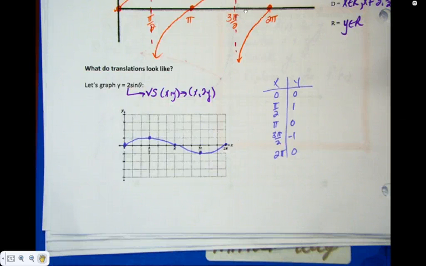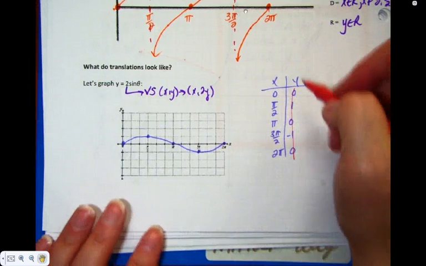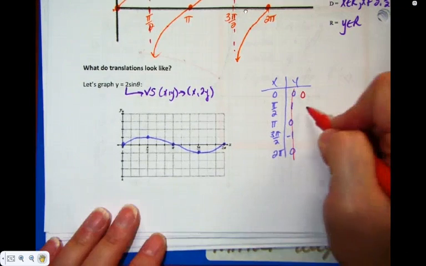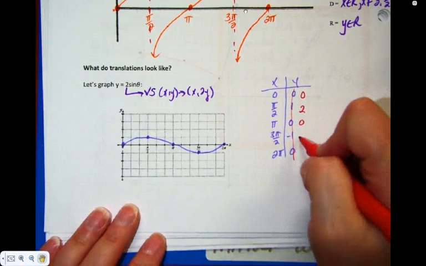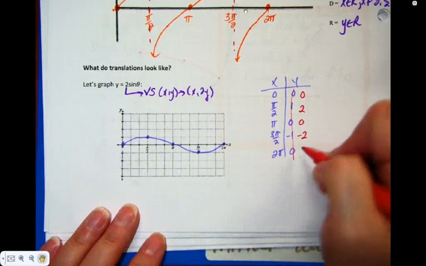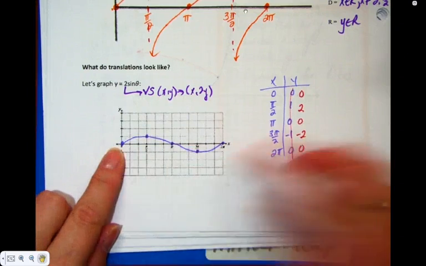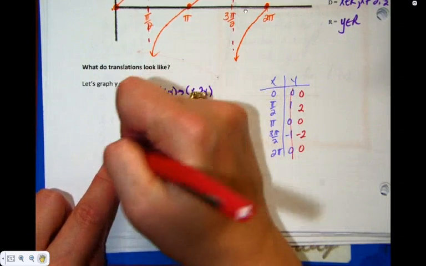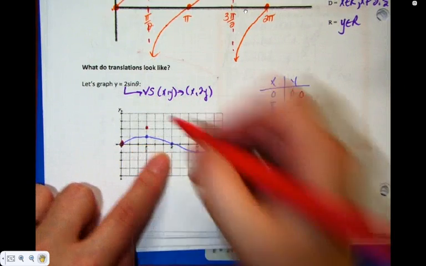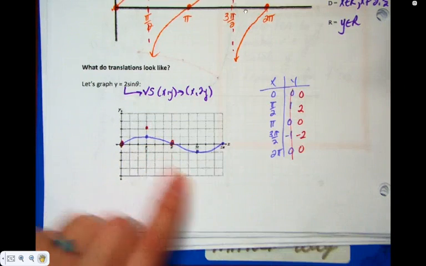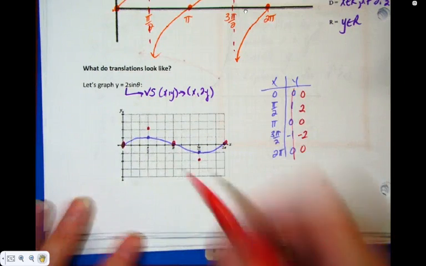It says we take the y's and multiply by 2, so I'm just going to change these guys. 0 times 2, 1 times 2, 0 times 2, negative 1 times 2, and 0 times 2. If you'd rather work off the graph, I'm going to do the same thing just in order left to right. 0 times 2 is 0. 1 times 2 has to go up to 2. 0 stays at 0. Negative 1 goes down to negative 2. And 0 stays at 0.